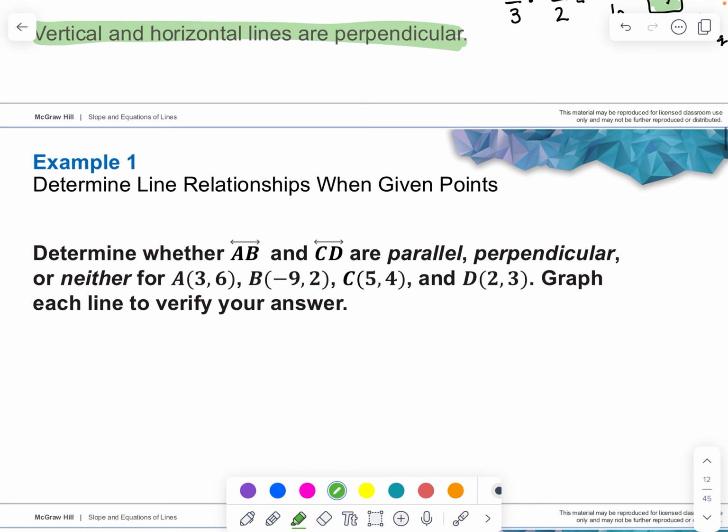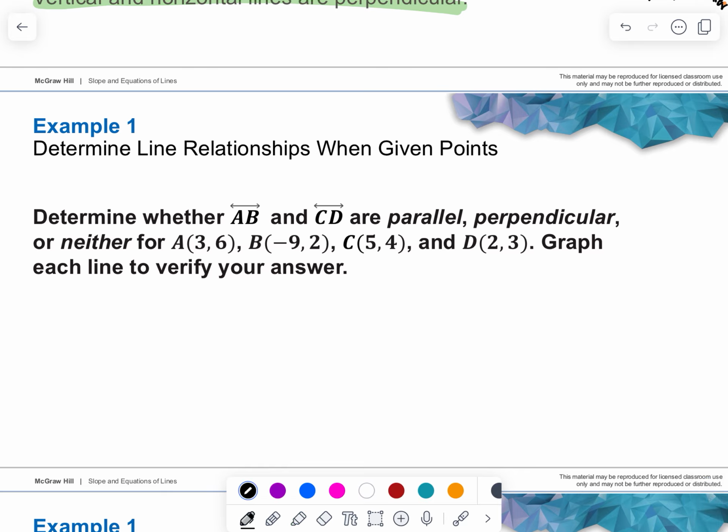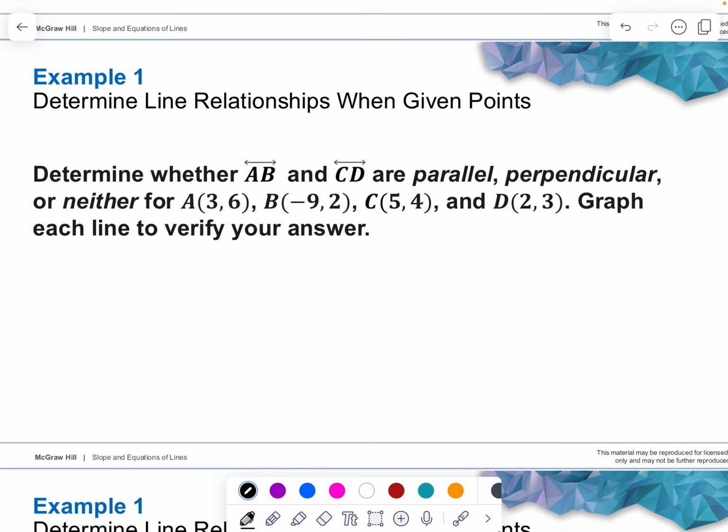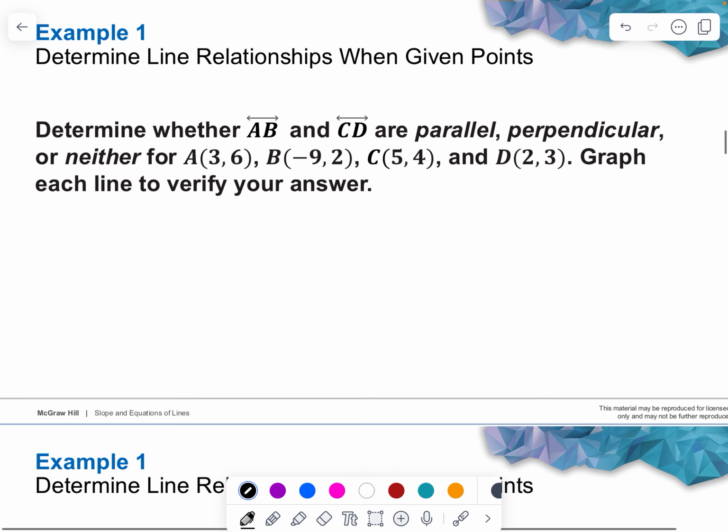So let's see this being worked out. Determine whether AB and CD are parallel, perpendicular, or neither. And so they give us the lines. AB is (3, 6) and (-9, 2). CD is (5, 4) and (2, 3). Graph each line to verify your answer. So you've been given graph paper and all the points there. I am not going to graph them in front of you right away.